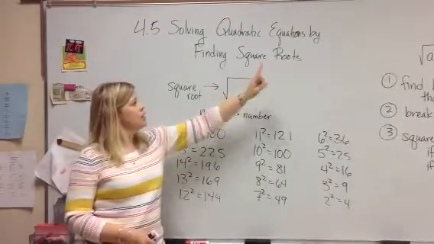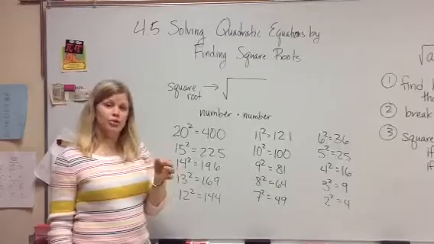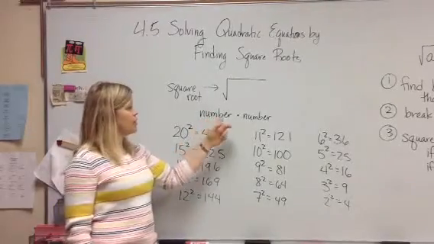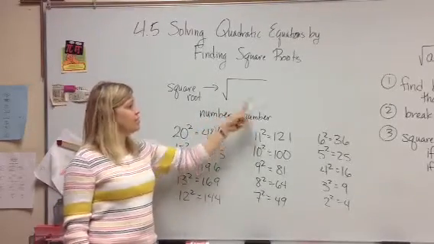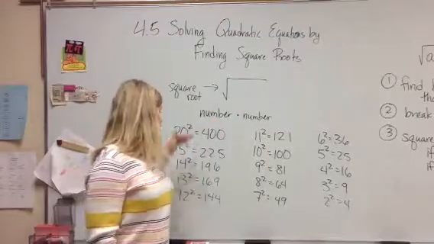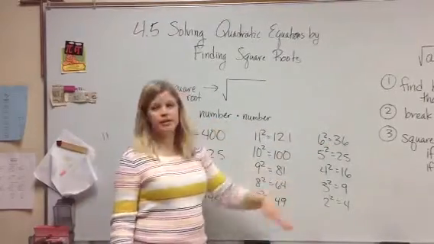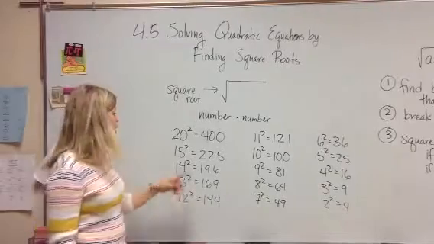This little notation is called your square root. You are looking for what number times itself gives you that. Now, you'll notice I've given you a whole big list of numbers. I do expect this on your study card.